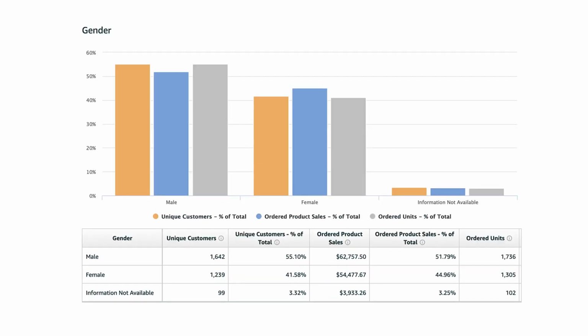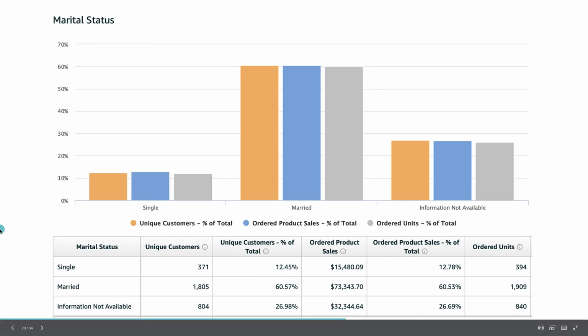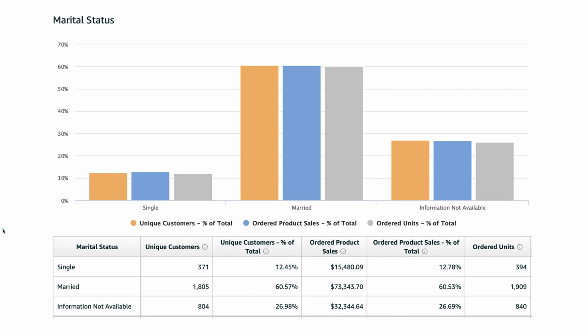And then finally, it breaks down gender, so you can see a breakdown. Are you more female-centric, male-centric, or is it a little bit down the middle? It gives you marital status. Are they single, married? Again, showing the distribution across orders. This one's a pretty clear-cut example where north of 60% of the folks purchasing for this brand are married. So there's some really powerful information here, even within brand analytics, if you wanted to do that.